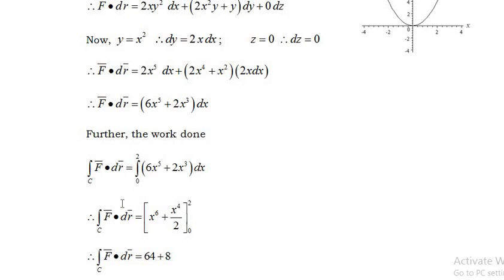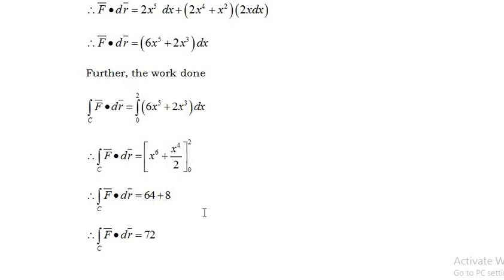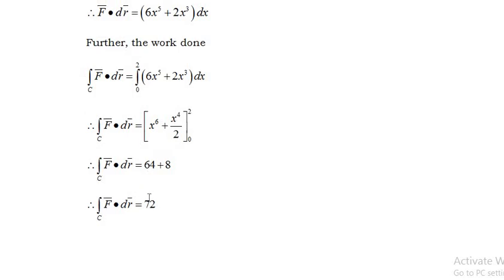Let us simplify. Integration is 6x to the power 6 upon 6, that is x to the power 6, plus 2x to the power 4 by 4, that is x to the power 4 by 2, from 0 to 2. And that is equal to 2 to the power 6, that is 64, plus 2 to the power 4 upon 2, that is 2 to the power 3, 8, minus 0, and this is equal to 72. Good.